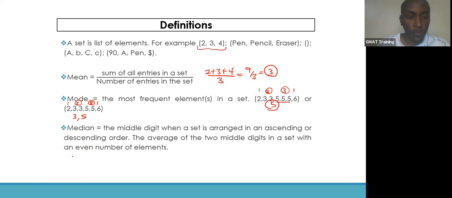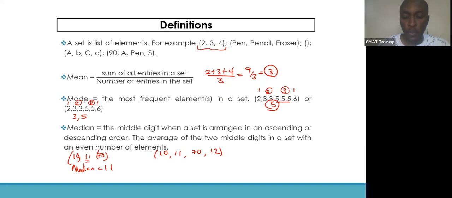For example, let's take 2 sets, one with 3 entries: 10, 11, and 70. Then another with 4 elements: 10, 11, 70, and 12. First, let's look at this set. Is it ordered? Yes, it's ascending. Now let's find the middle digit. Take away 10 and 70, and you'll have 11. And therefore the median equals 11.